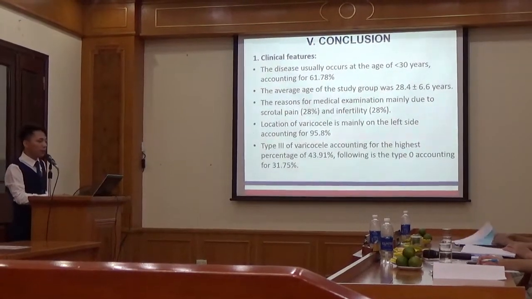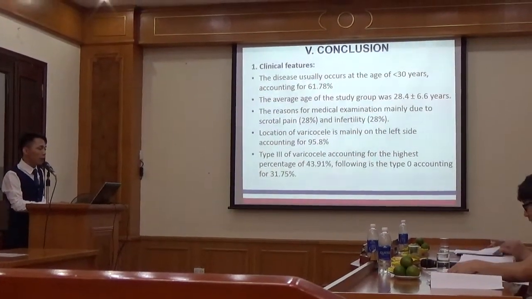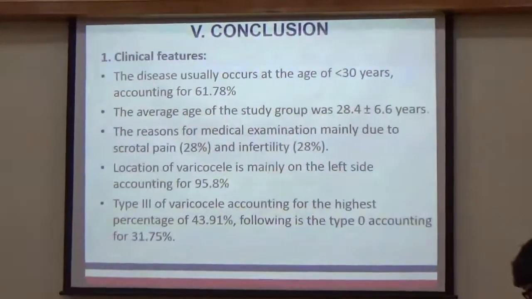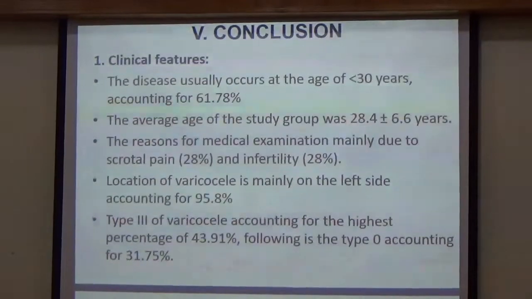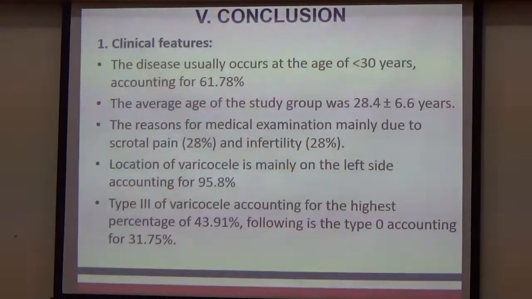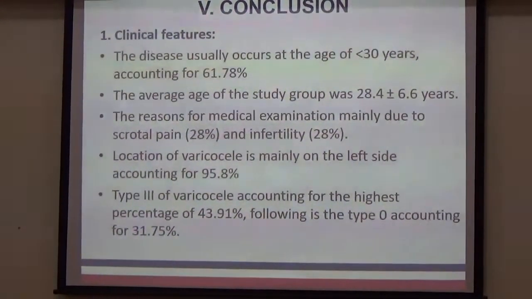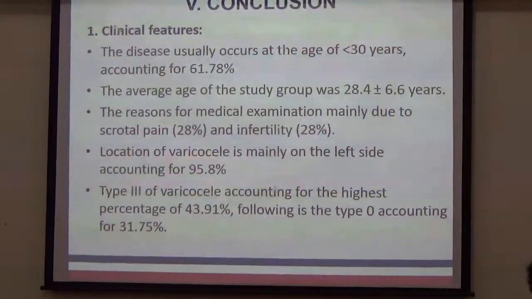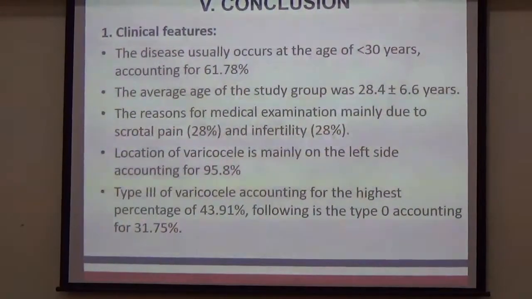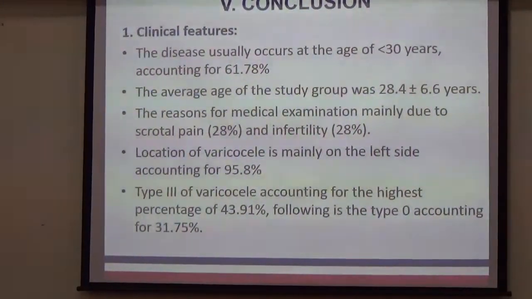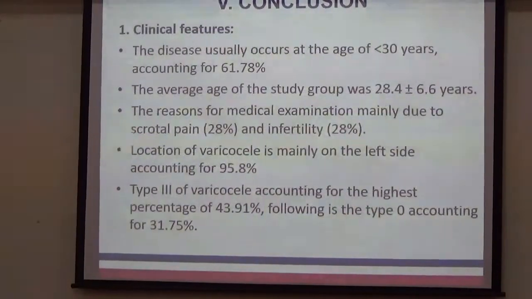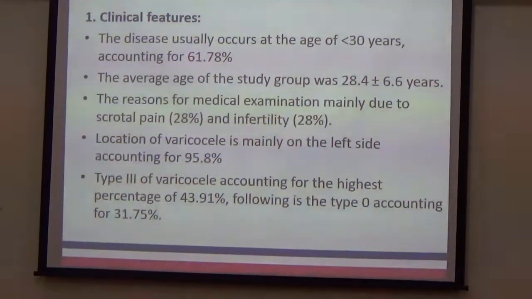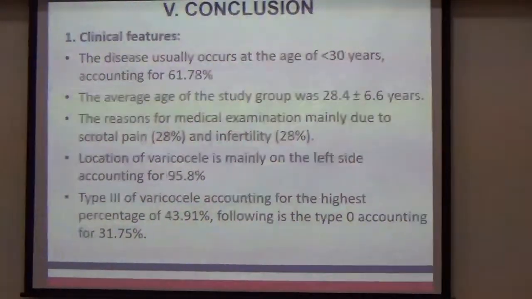So we can sum up with some conclusions. First, about the clinical features. The disease usually occurs at an age younger than 30 years. The average age of the study group was 28.4 years. The reason for medical examination is mainly scrotal pain and infertility. The location of varicocele is mainly on the left side, accounting for nearly 96%, and type 3 varicocele accounts for the highest percentage.